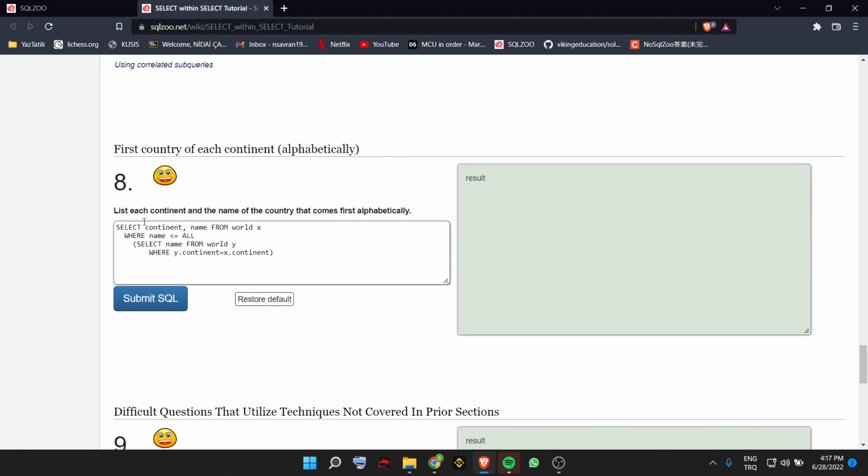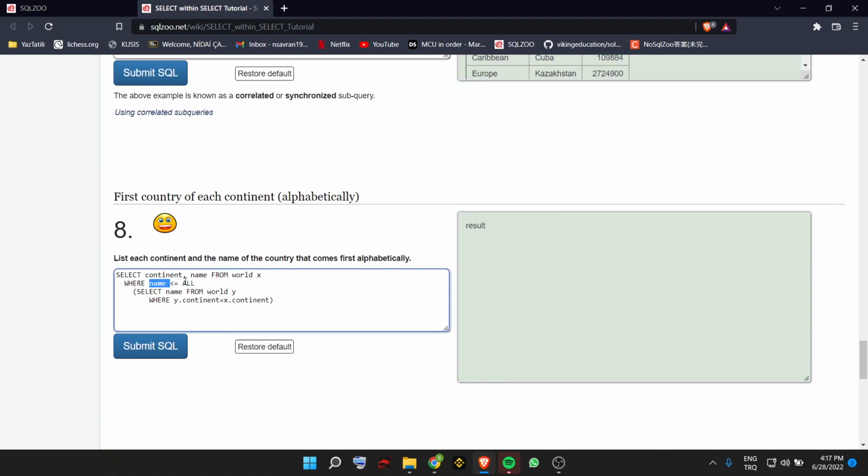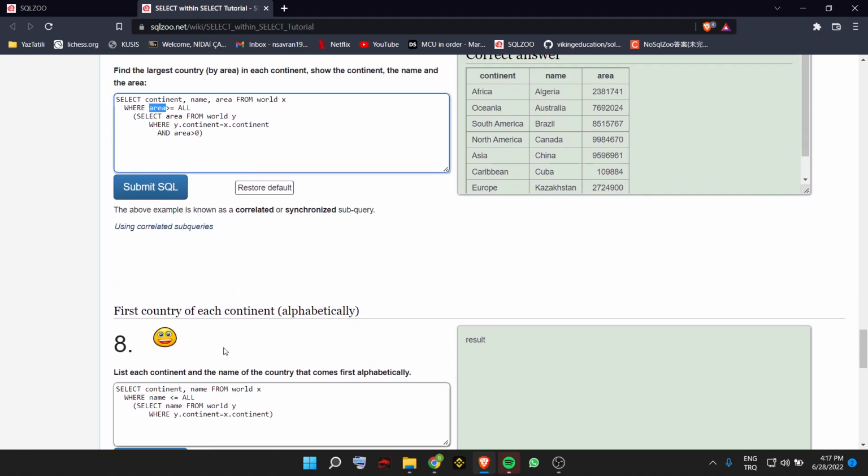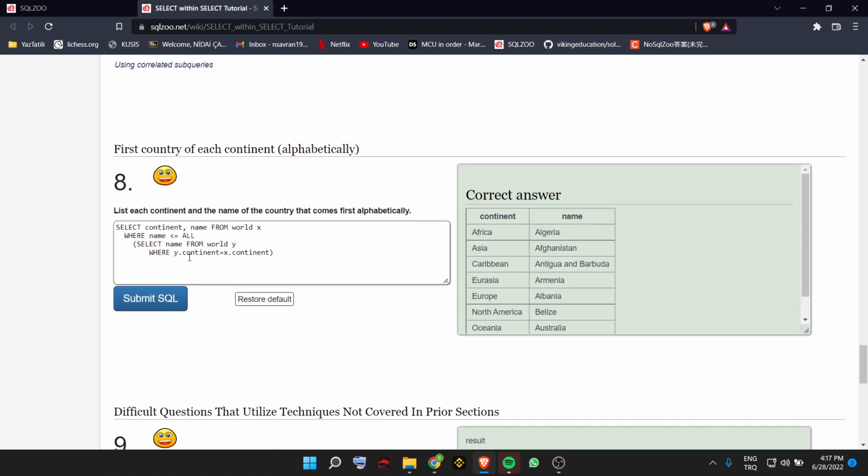In the eighth question, list each continent and the name of the country that comes first alphabetically. You can compare names like area as well, so it's similar. You just change area with name. It looks at every country which is in the same continent and compares their names. If it is smaller than all of them, it takes that country.